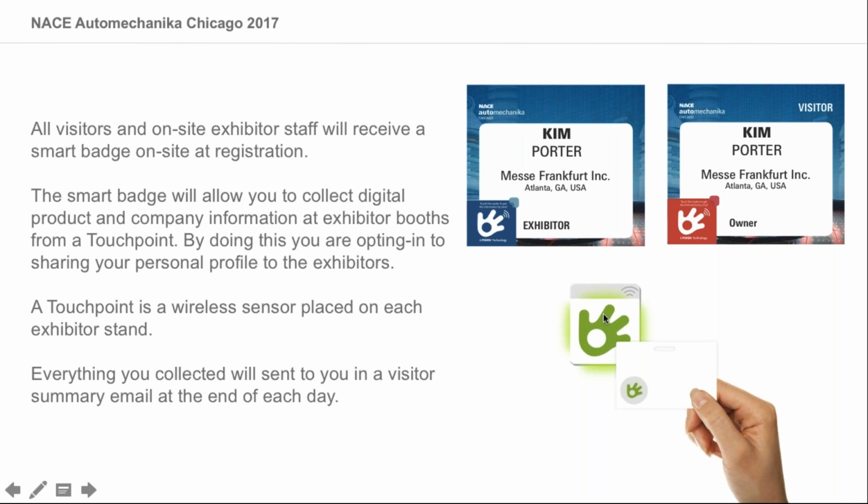A touch point is the green hand here. It's a reader that will be placed on each of the exhibitor booths, so look out for this. When you touch your smart badge to it, you're opting in to sharing your personal profile with the exhibitors. And in return, you collect their information. So in essence, the touch point is a wireless sensor that's placed on each of the exhibitor booths. Everything you collected will be sent to you in a visitor summary email at the end of each day, or you can access all the information through your portal.